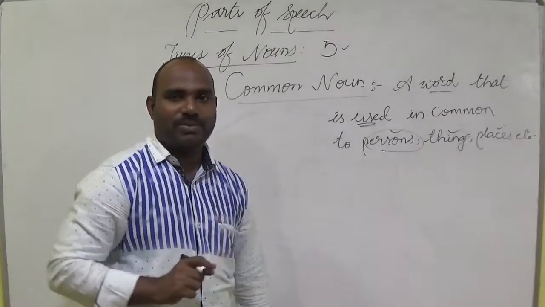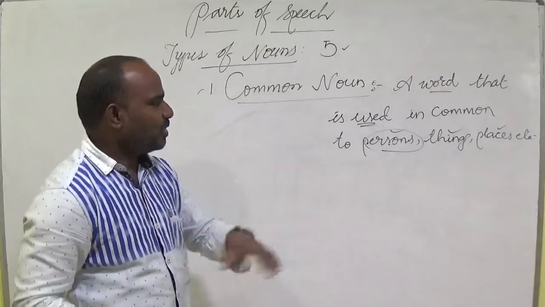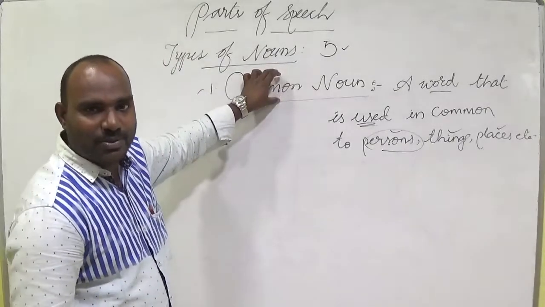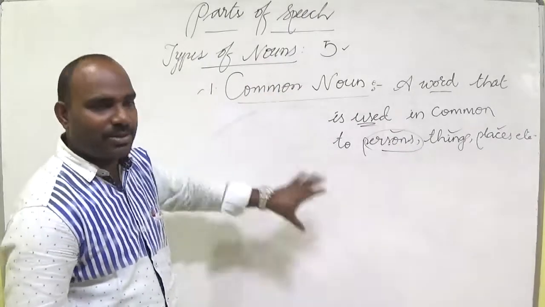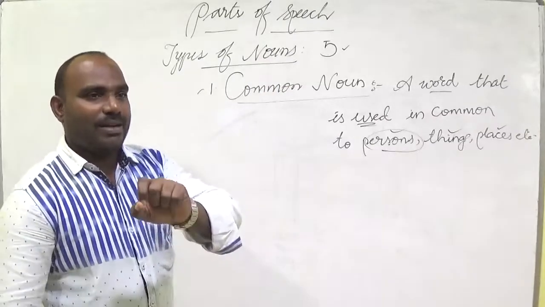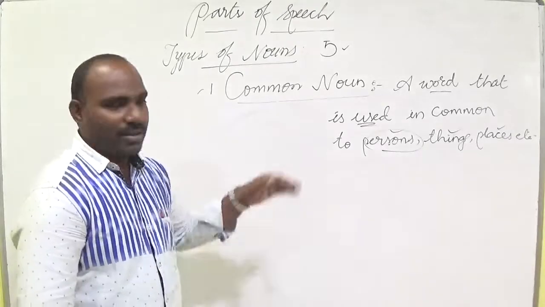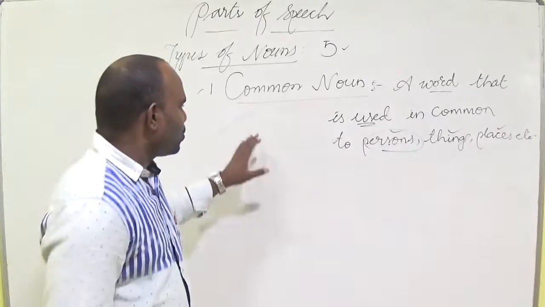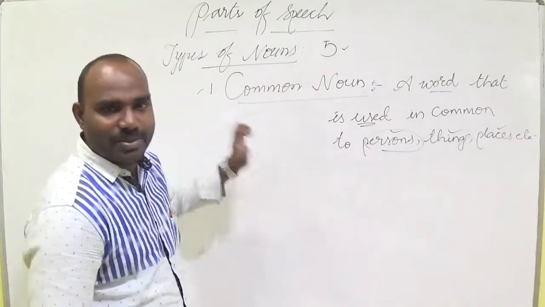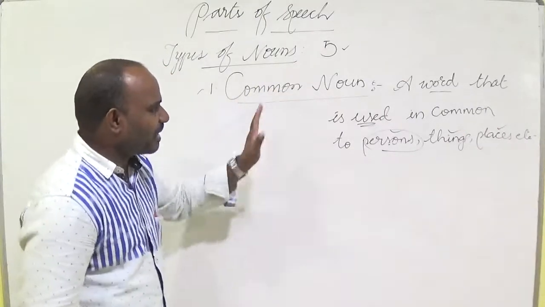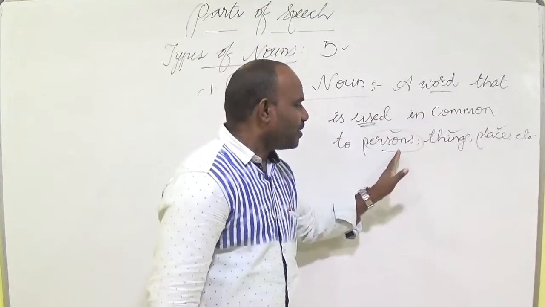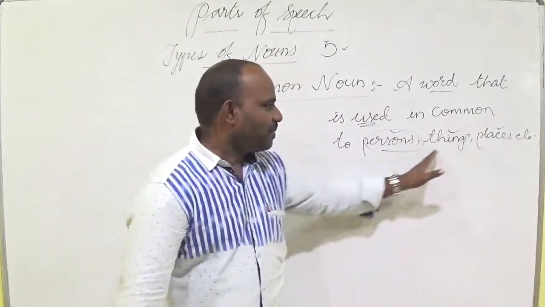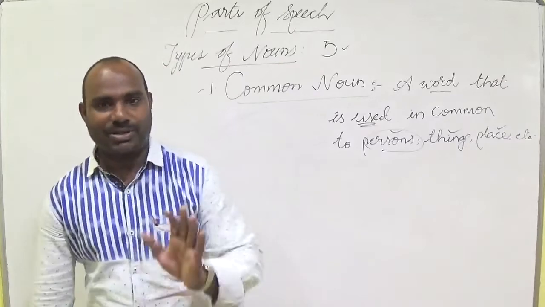I will let you know very clearly the difference between the first type of noun, common noun, and the second type of noun, proper noun. By the examples I am going to teach you now, you will be easily able to identify what is a common noun and what is a proper noun. So first of all, a common noun is used in common to represent or denote people, things, places, rivers, etc.